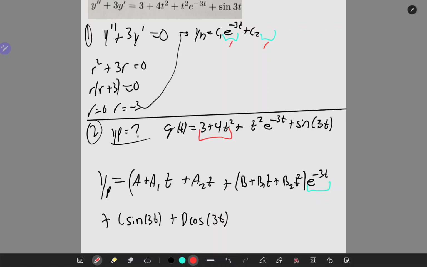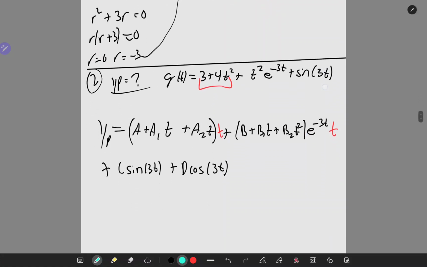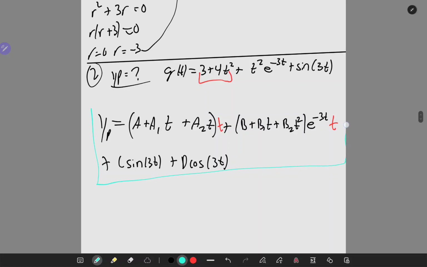So, this means... Hold on. We add a t here and a t here. Now, do any of these match any of those? This one doesn't, and this one doesn't, so this is it. This is our final solution. Well, not our final solution, but our final particular solution.